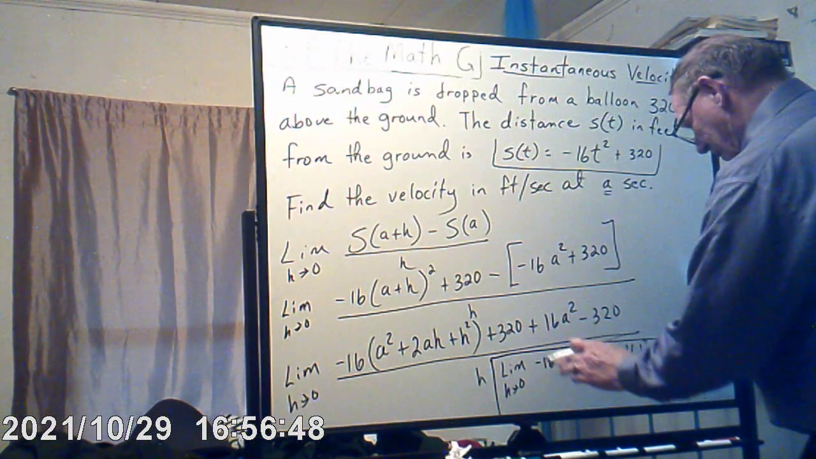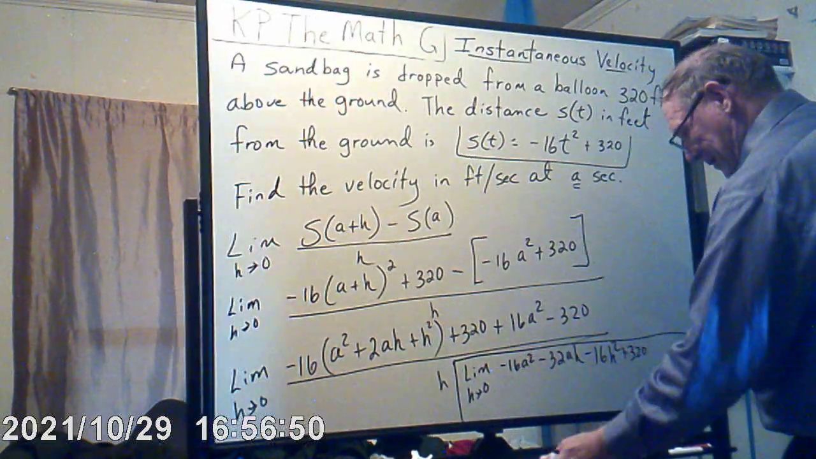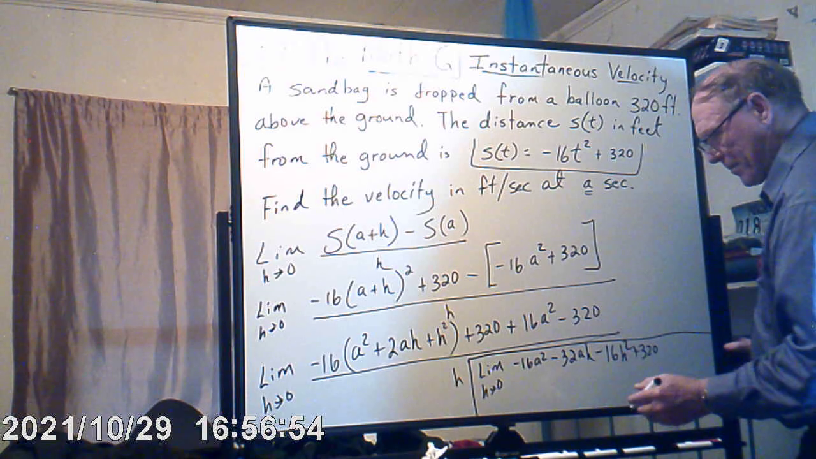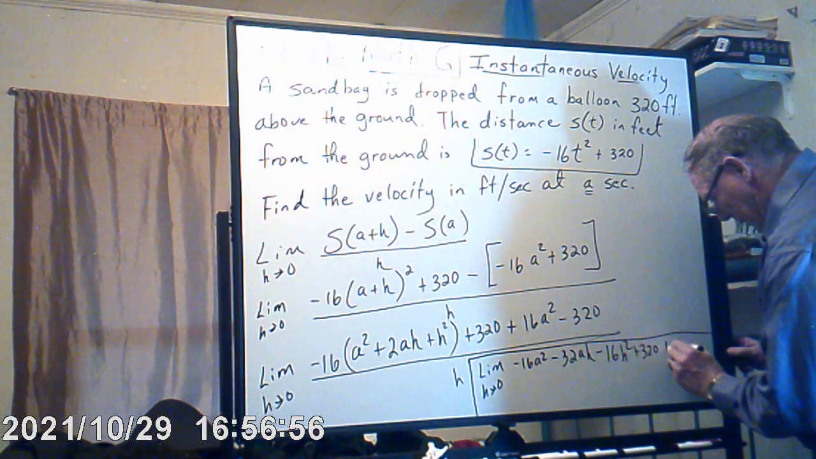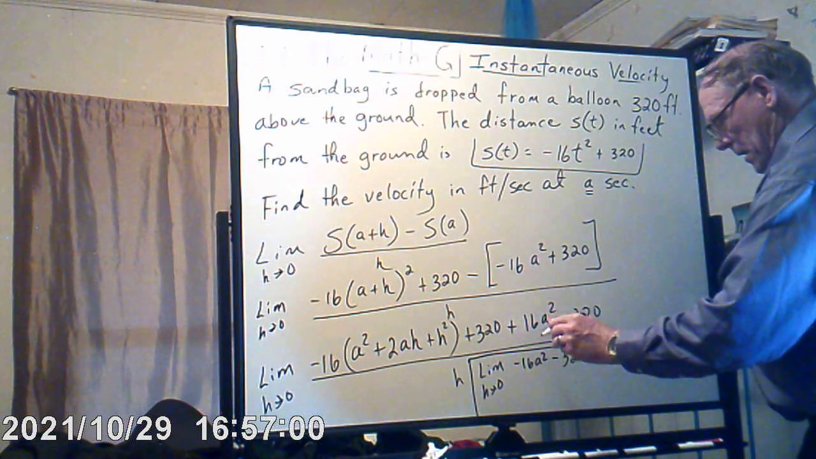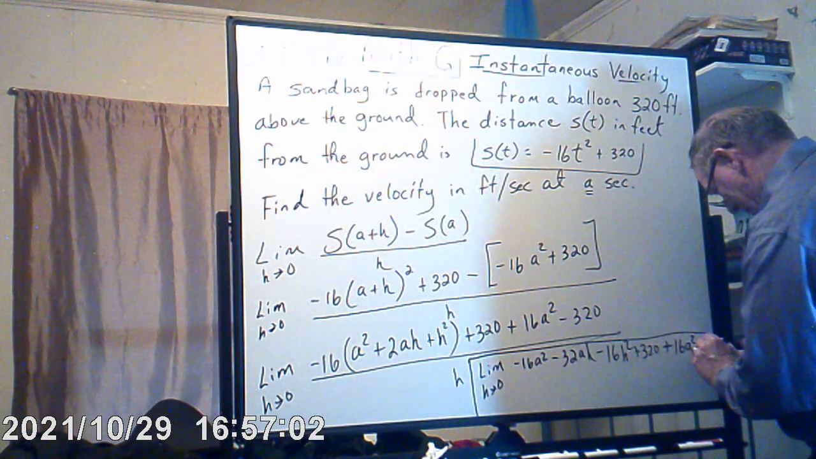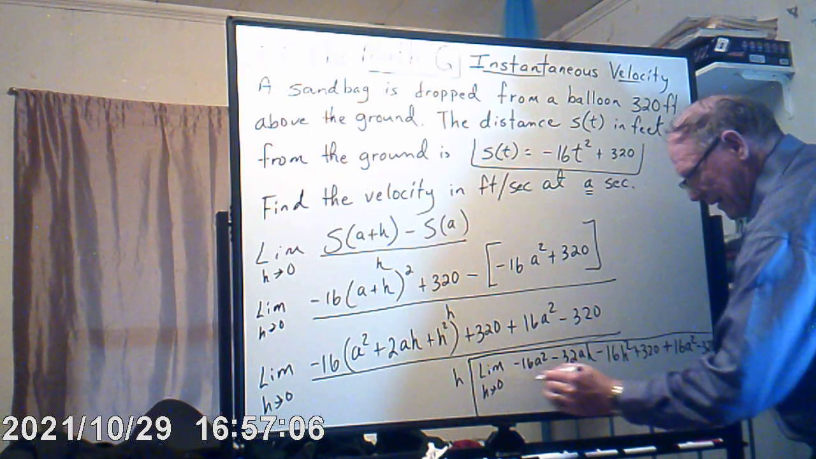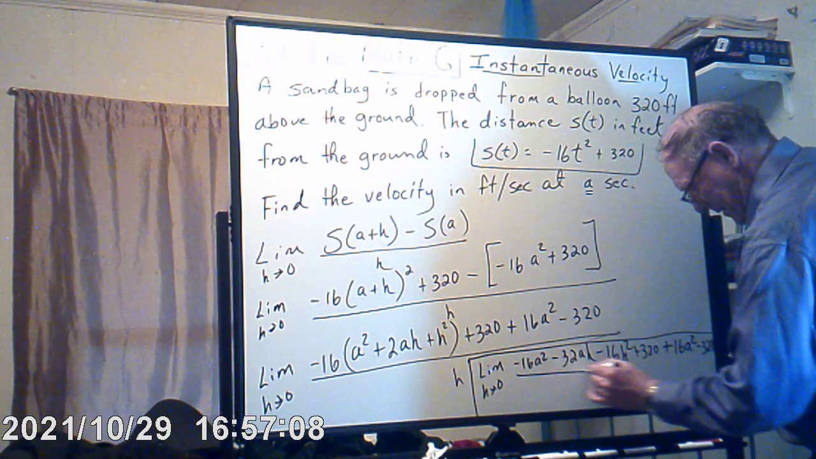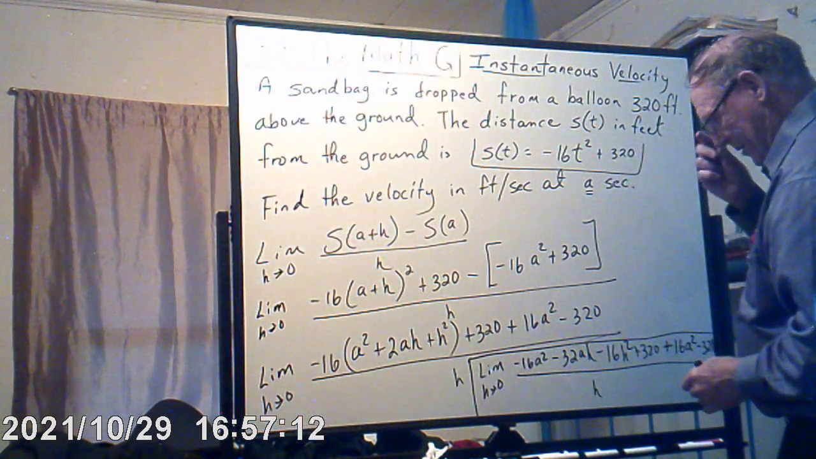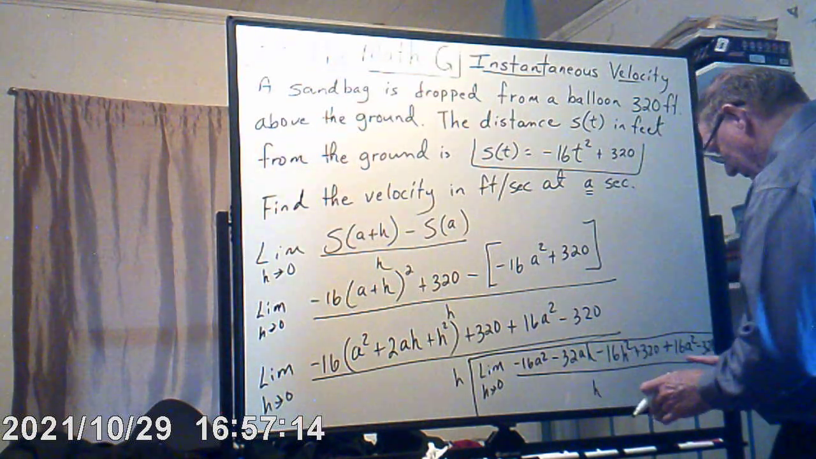Luckily we only have two more terms here. Excuse me while I move the board. Hopefully I won't move it too far out of position. So plus 16a squared minus 320, all over h. The reason I put this here is so that we could see that there's something that cancels out.